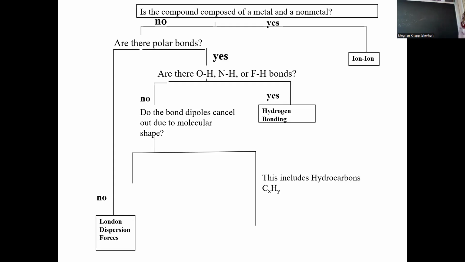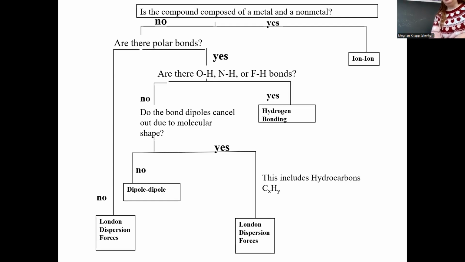So this is kind of a long-winded way of saying, is it a polar shape? Do the bond dipoles cancel out due to molecular shape? Well, that's saying if I have polar bonds like carbon dioxide, are they directly opposite one another? Then that's going to be nonpolar. If you know the shape, a tetrahedron is nonpolar, that's all that question is asking. So if I got a polar shape, it is polar. If I got a nonpolar shape, it's probably nonpolar. If they do cancel out, we've got London dispersion forces. If they don't cancel out, then I've got dipole-dipole forces. So those are our various forces there.